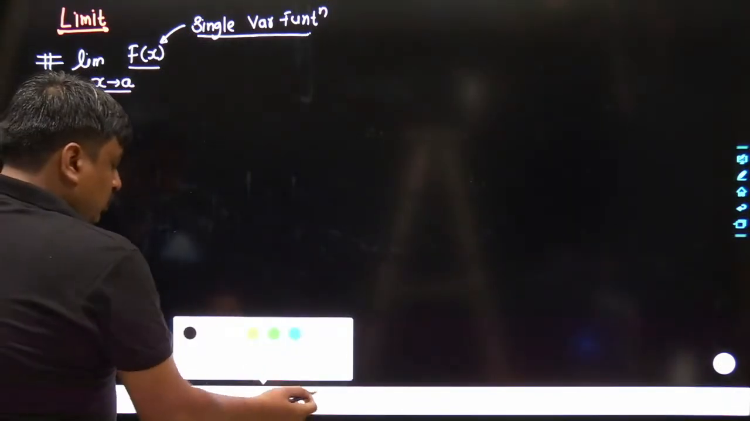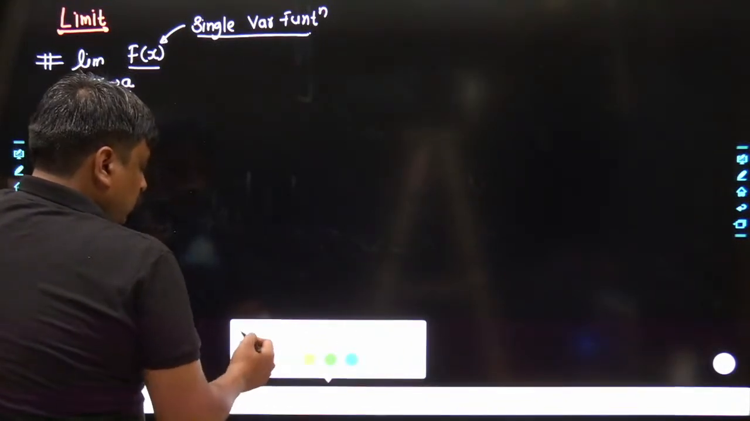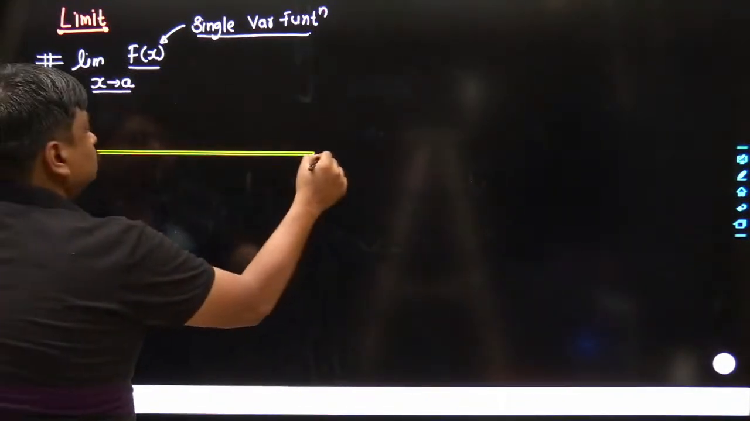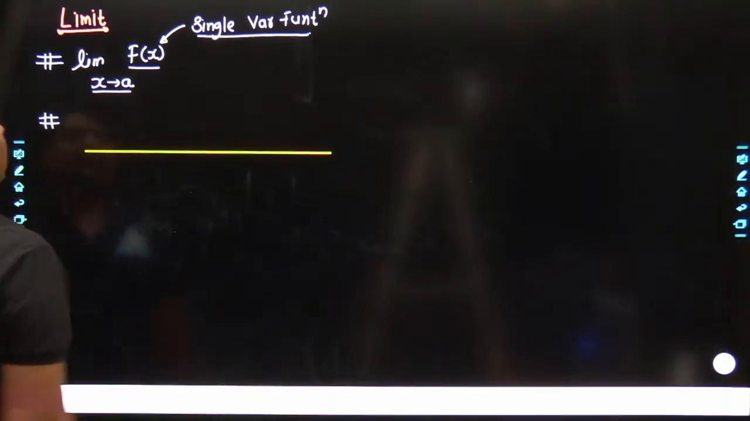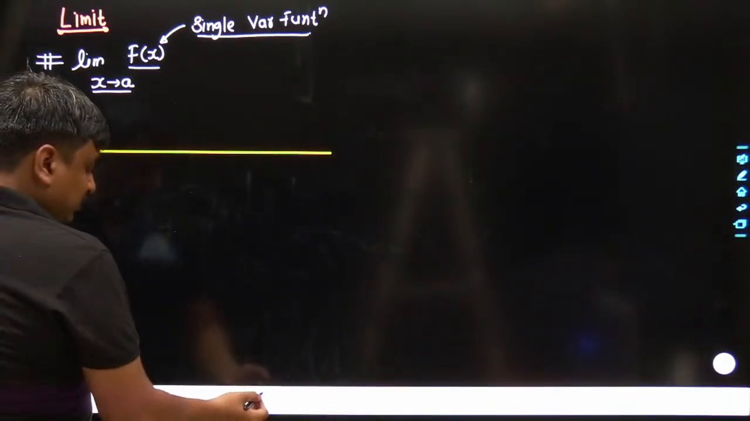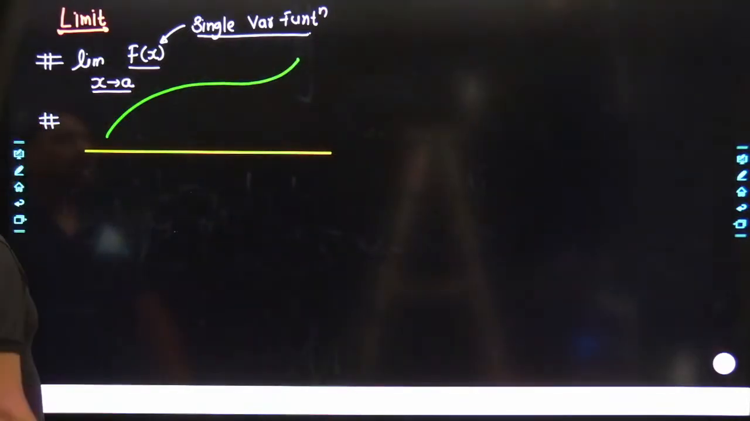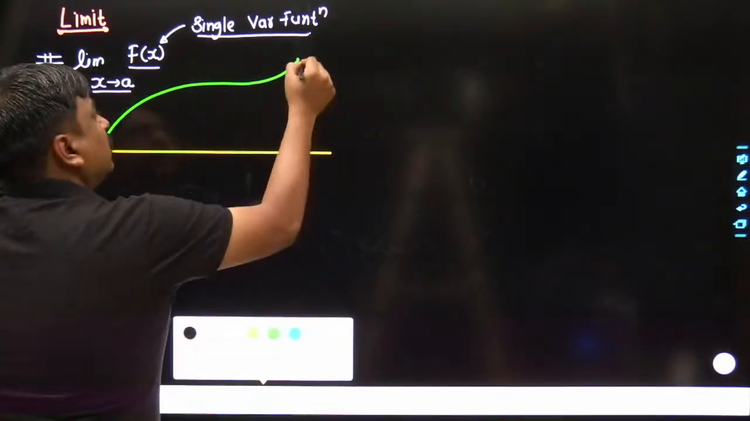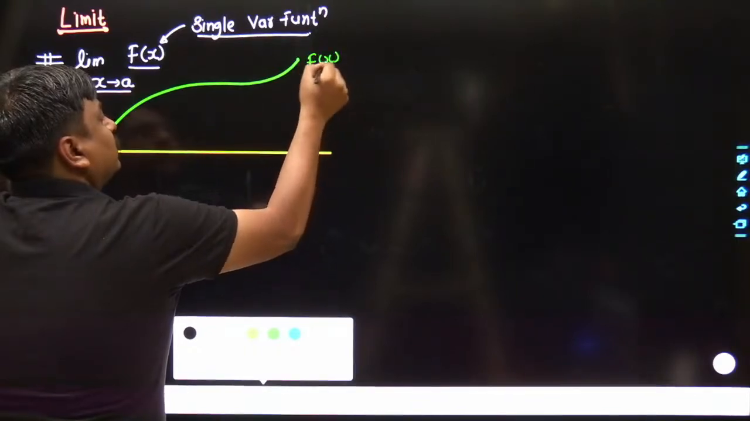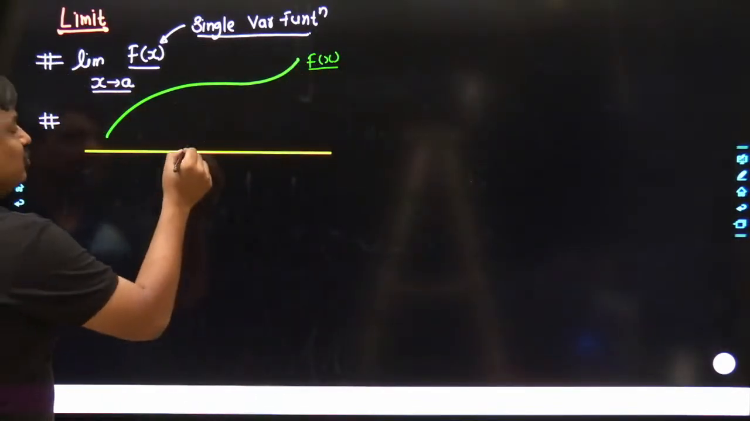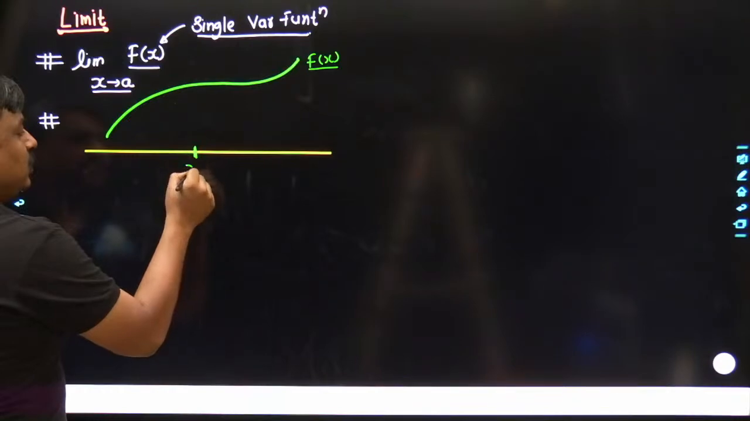We are going to draw a number line. Let's take it as a number line. And as far as f of x is concerned, let's take it to be a function sort of like this. This is your function f of x. And let's take it that this is x equals a.